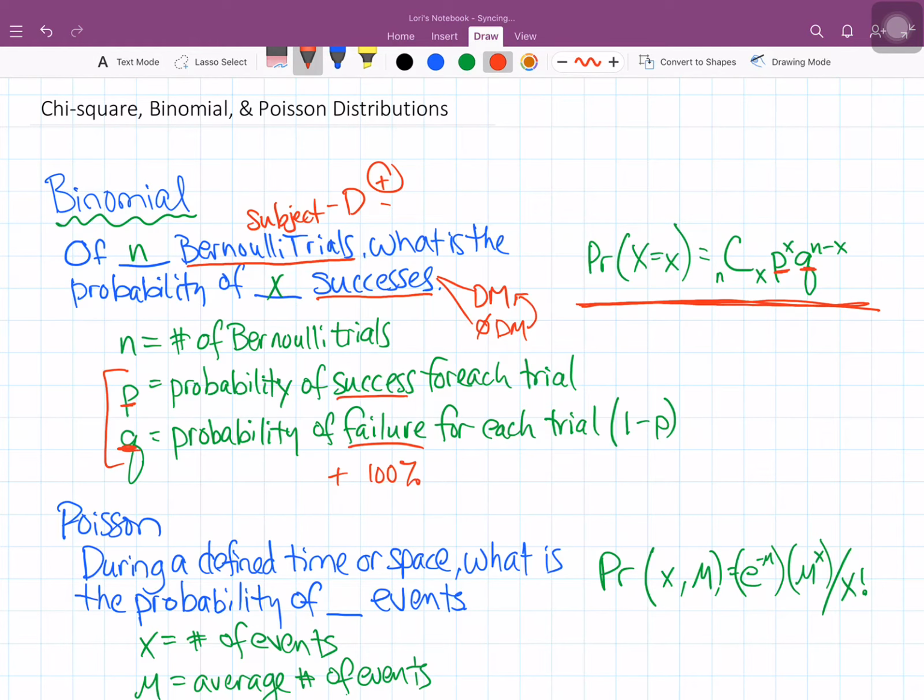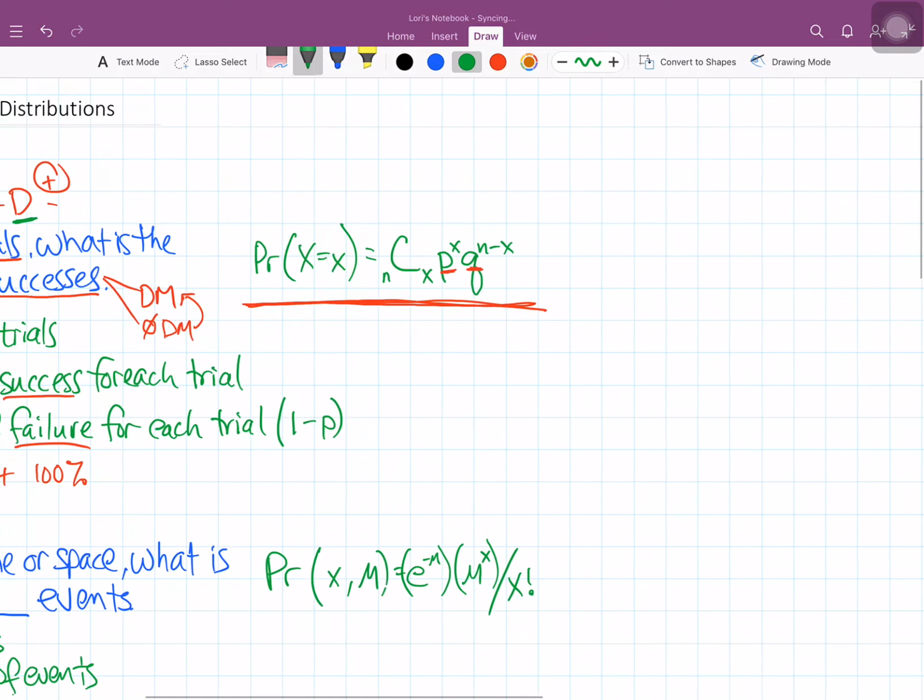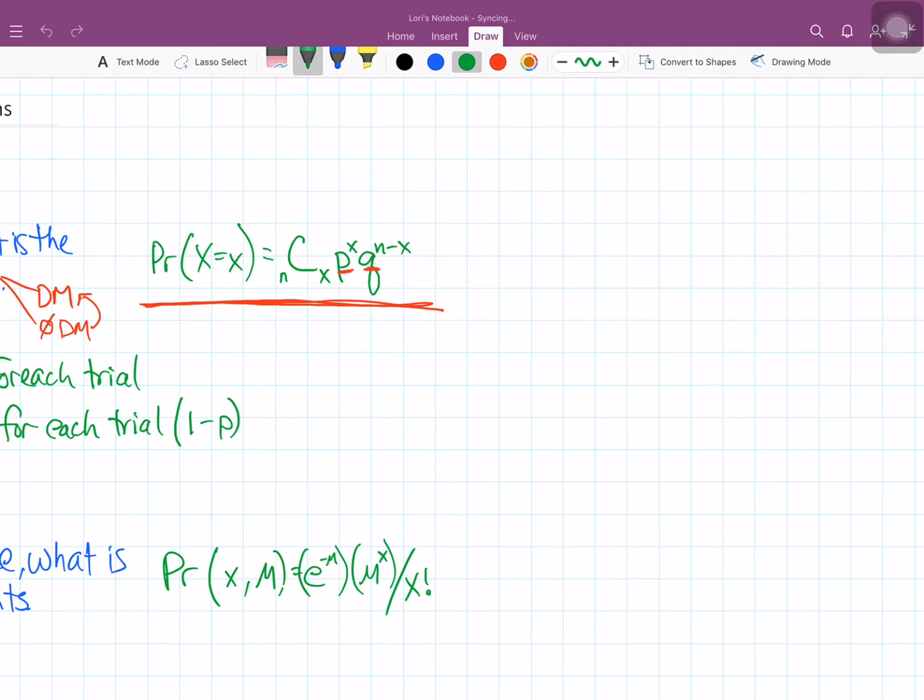So the important thing to remember about binomial is that by definition you have a dichotomous variable, so you have two categories, and you want to know what is the probability that you will have a certain number of successes. So let's go ahead and draw something that looks like that. And you have an example in your book that has to do with responding to treatment.